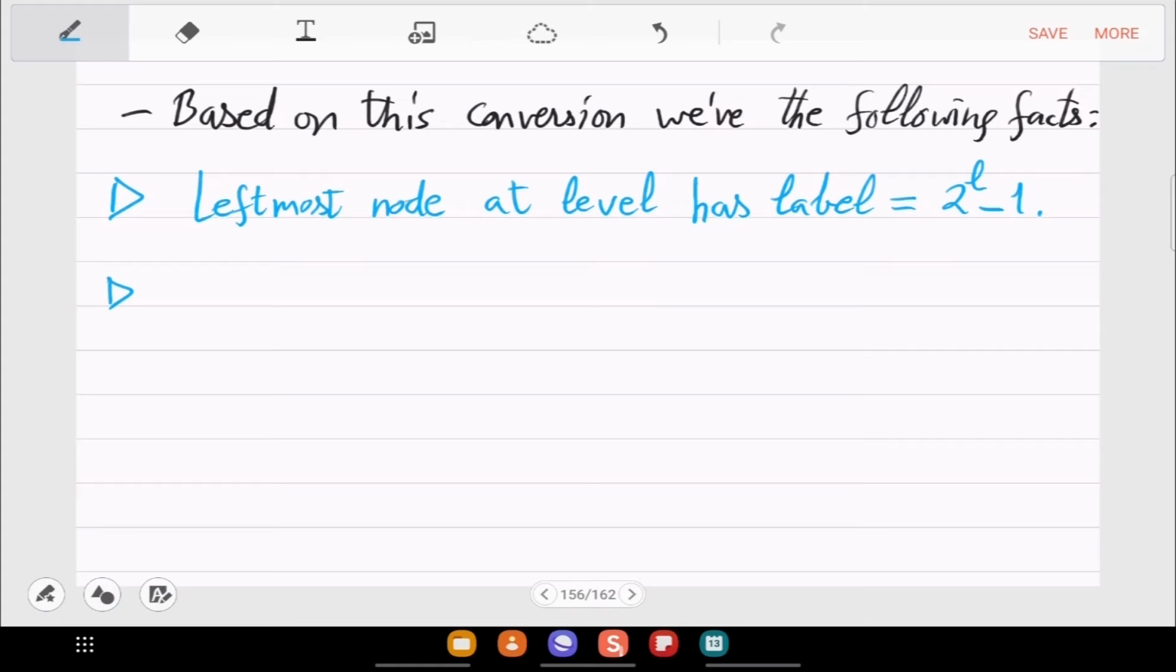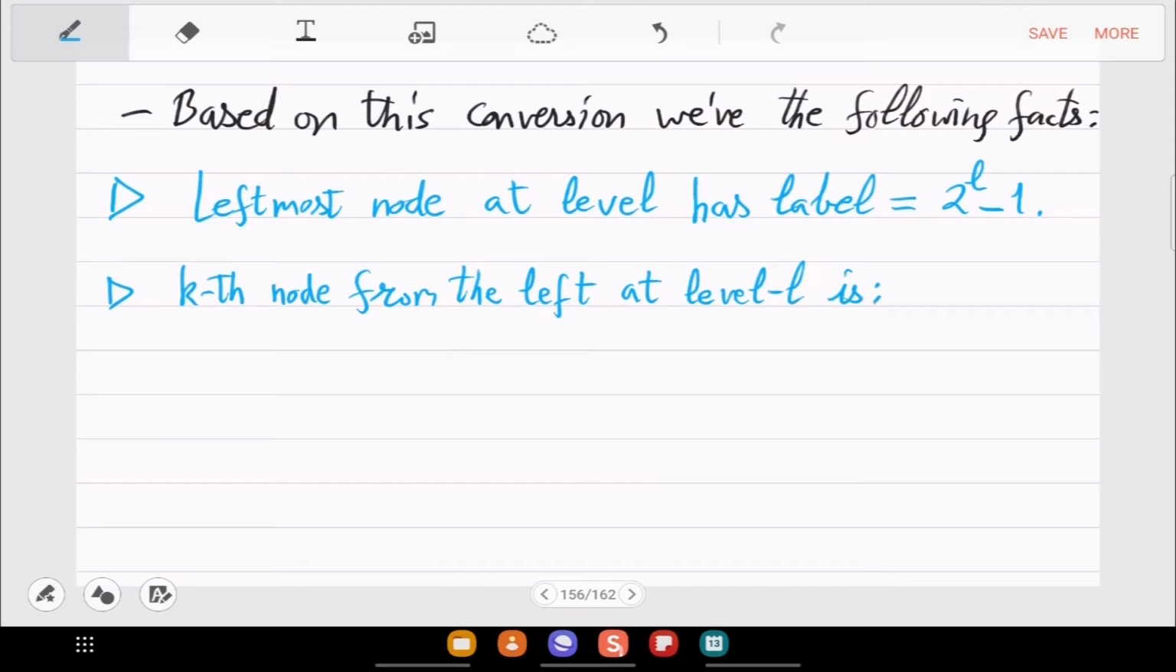Okay, so now kth node from the left at level L is what? So k equal to 1 is above, that is, the answer is 2 raised to L minus 1. Then what is k equal to 2? What comes after left? Right, so you just add k minus 1 to this, so you will get 2 raised to L plus k minus 2.